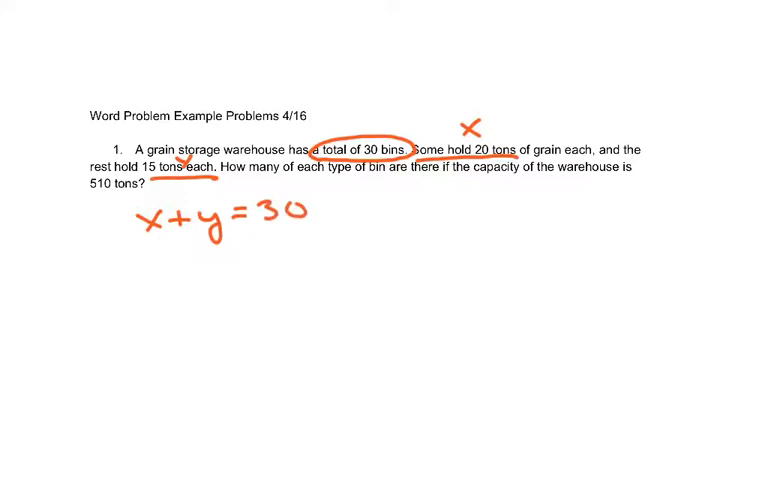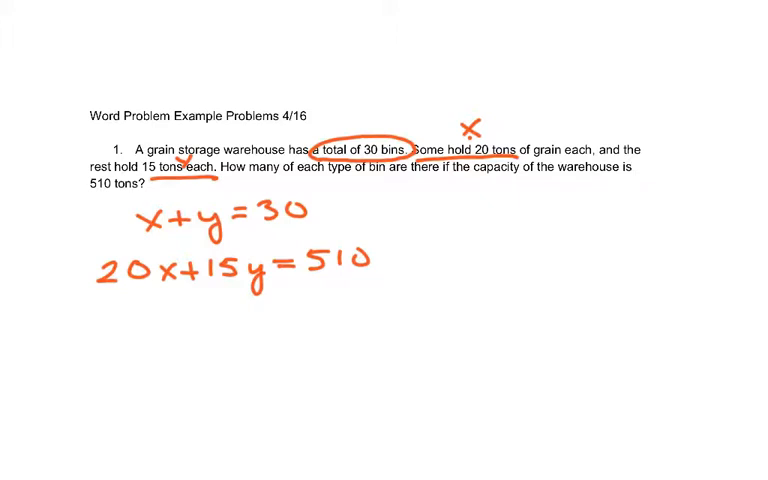Okay, now for our second equation, we need to look at how much x will hold. x holds 20 tons, so I'm going to put a 20 in front of x. And the rest hold 15, so I'm going to put a 15 in front of my y. And the total amount that both of those types of bins will hold is 510. So we have 510 for the second one. Okay, now this looks exactly like what we did on the first two example problems, right?